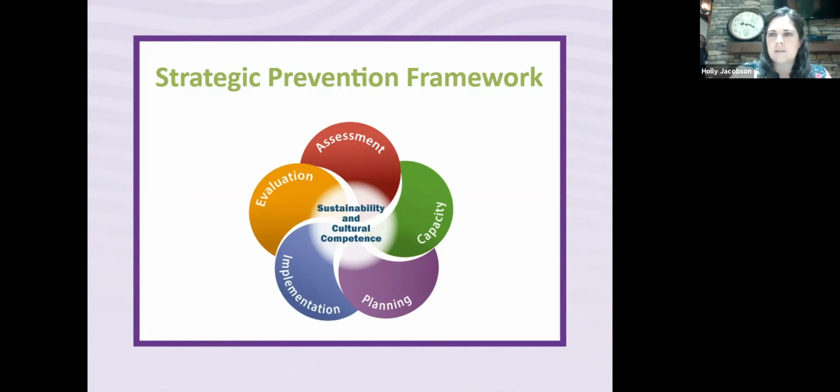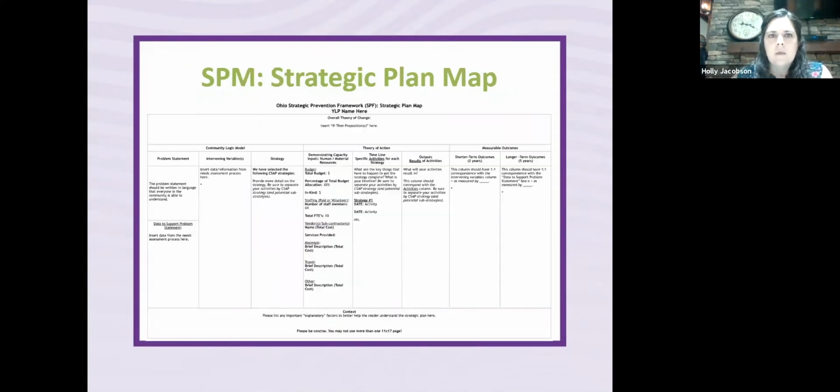It can happen in every one of these different areas. Whether it's assessment, capacity, planning, implementation, or evaluation, there are potentials for the need for problem ID and referral in any of these areas, especially as you're taking your young people through this empowering planning process to create that change. We also hopefully know the strategic plan map.